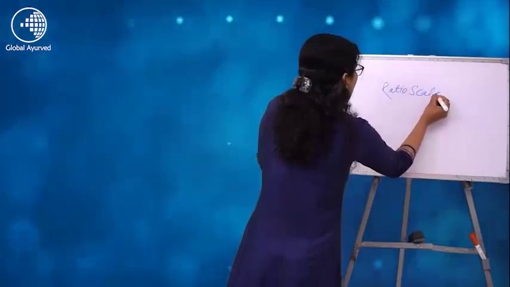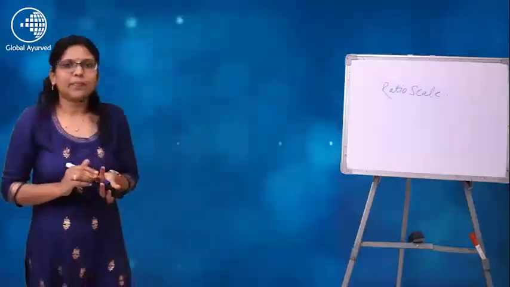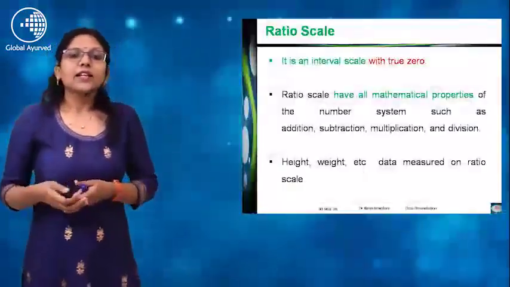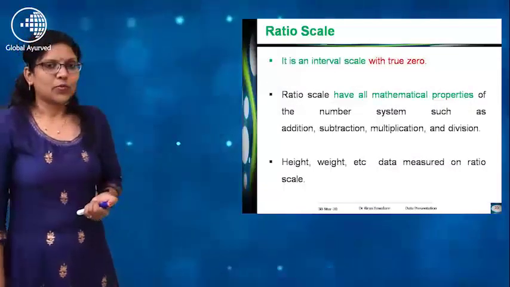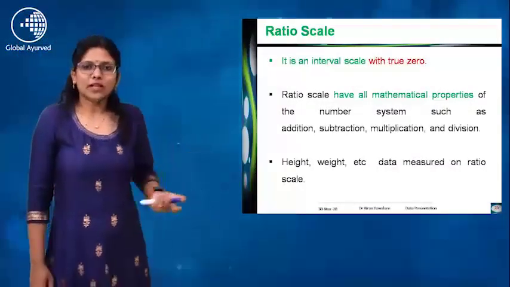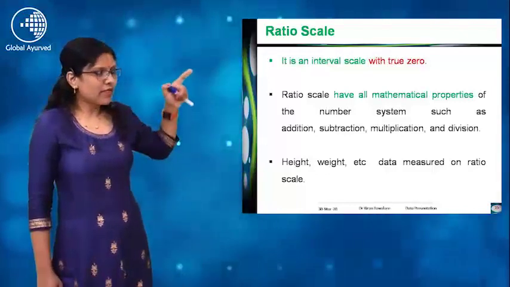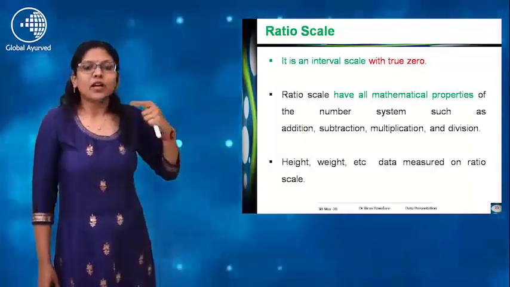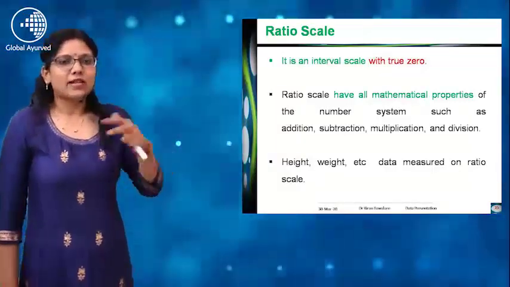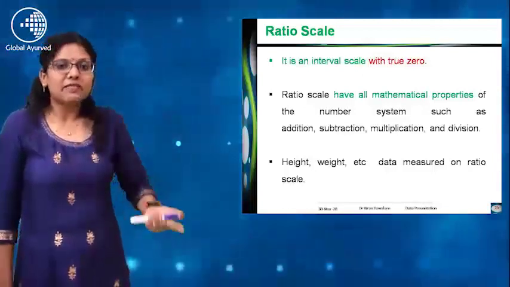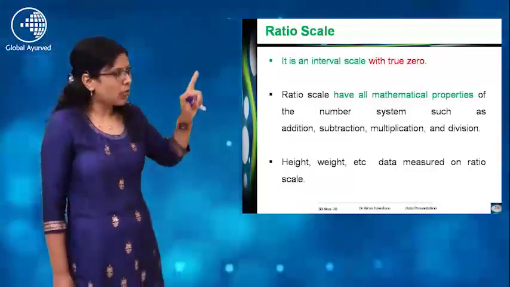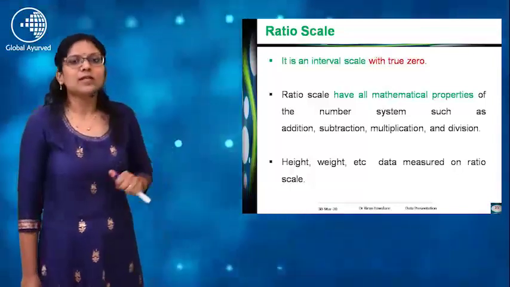This is the strongest measurement scale. It is an interval scale with true zero value. Ratio scale has all mathematical properties. Means if we get the continuous type of data, we can add, we can subtract, we can multiply, or we can divide it. So all mathematical properties we can apply with the help of this scale.